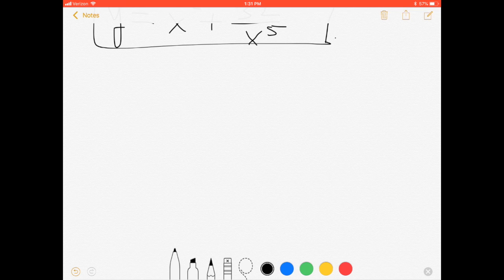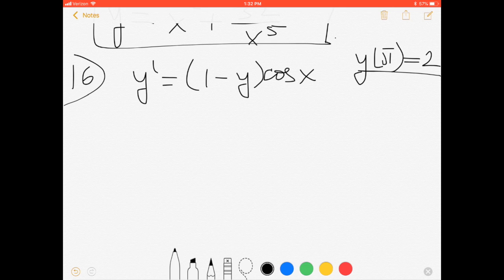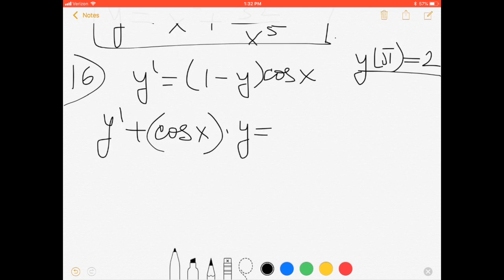I think we're solving one more example. Well, let's go. It will be example 16. y prime equals 1 minus y cosine x. Here we have the initial point y(pi) equals 2. Okay. Here, one more time, we need to write the standard form. This means y prime plus cosine x times y equals cosine x.